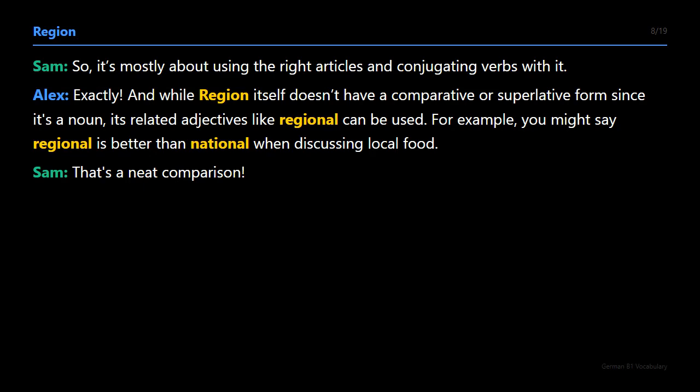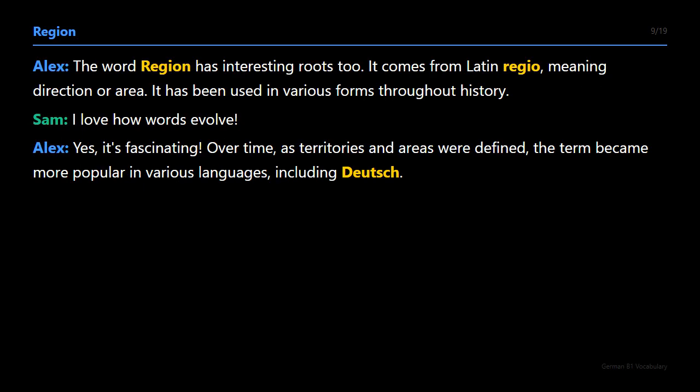The word Region has interesting roots too. It comes from Latin, regio, meaning direction or area. It has been used in various forms throughout history. I love how words evolve. Yes, it's fascinating. Over time, as territories and areas were defined, the term became more popular in various languages, including Deutsch.